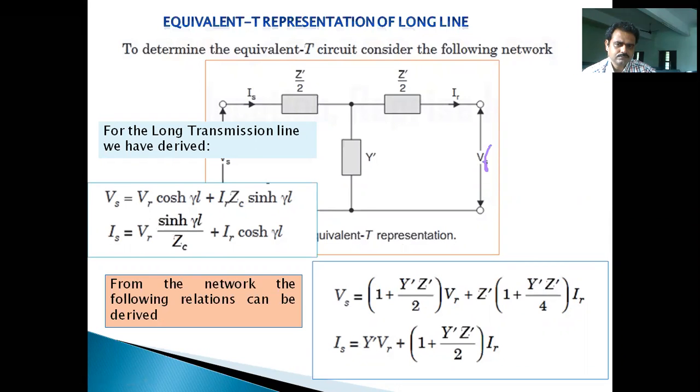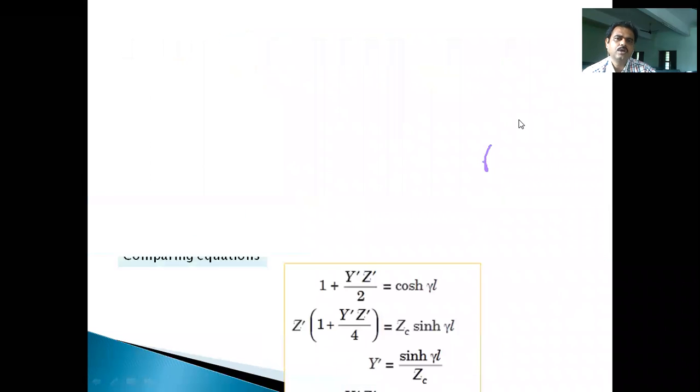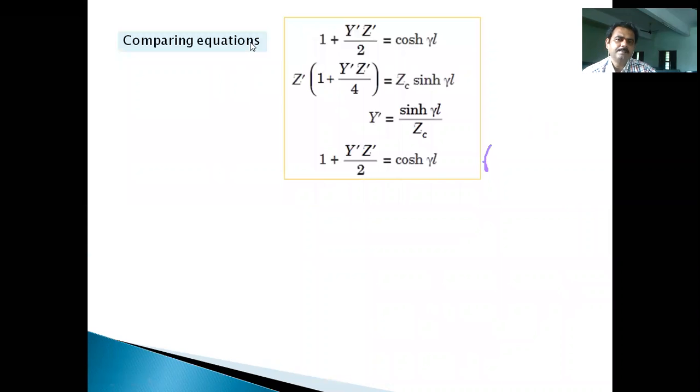Okay, have you written? Now comparing the equations, you will get 1 plus Y dash Z dash by 2, the first equation, which is equal to cosh γL. The second equation, Z dash into (1 plus Y dash Z dash by 4), is equal to Zc into sinh γL.